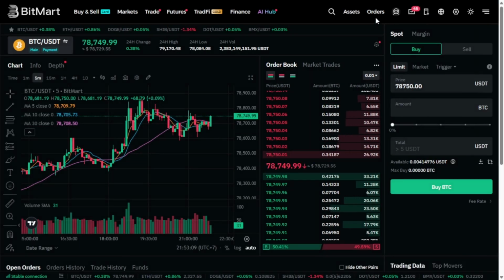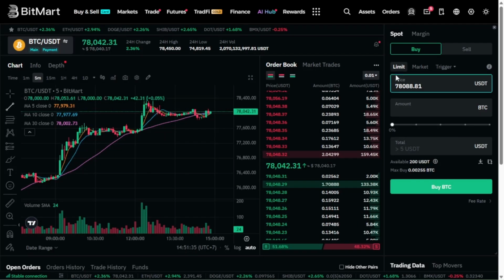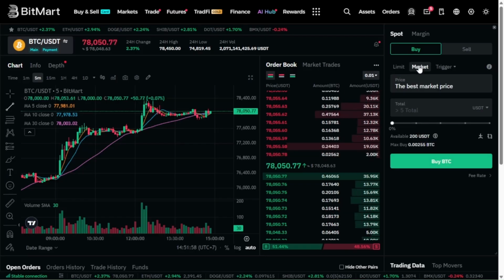Next, let's look at all the different order types that we can place on BitMart. We have a limit order. A limit order lets you set the exact price you want to buy or sell at. Your order will only fill if the market reaches that price, giving you more control. Next, we have a market order. A market order buys or sells instantly at the best price available. It's the fastest way to enter or exit a trade.